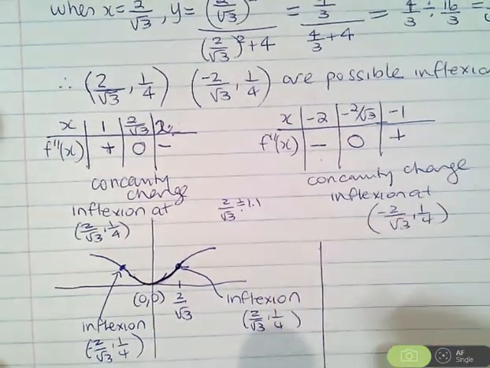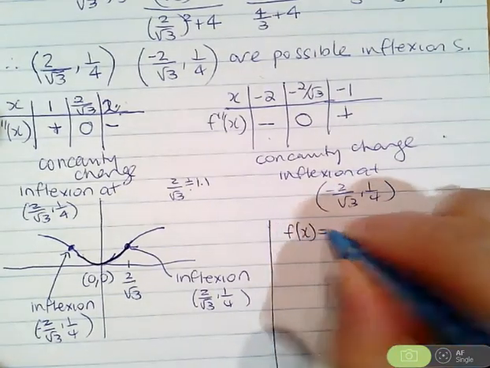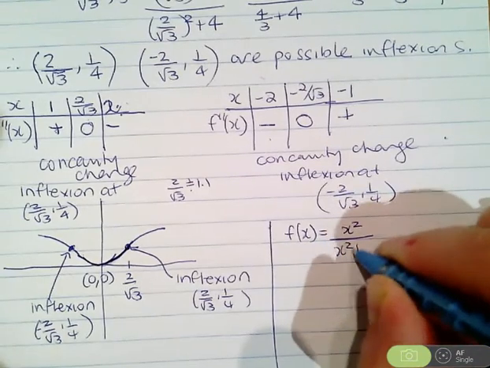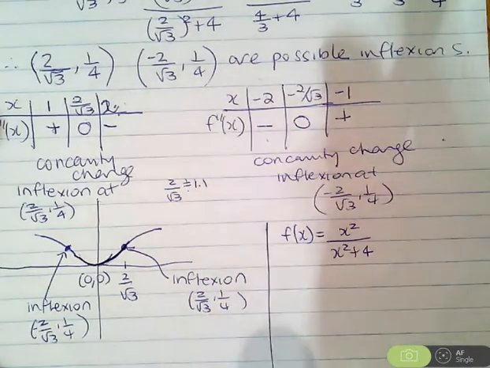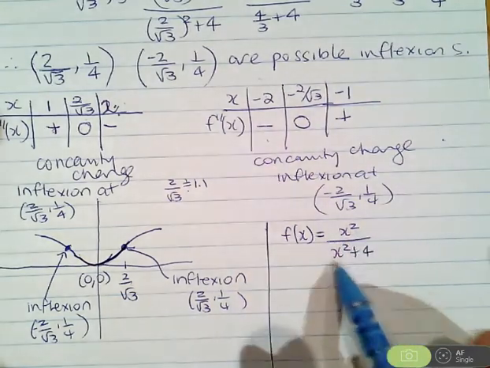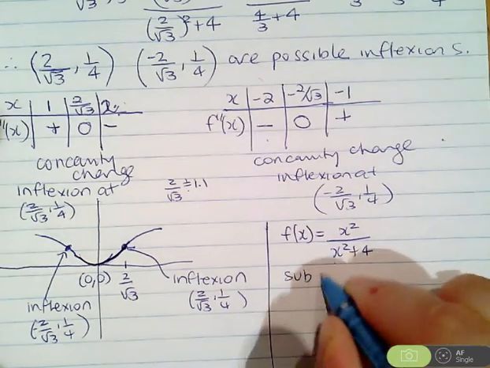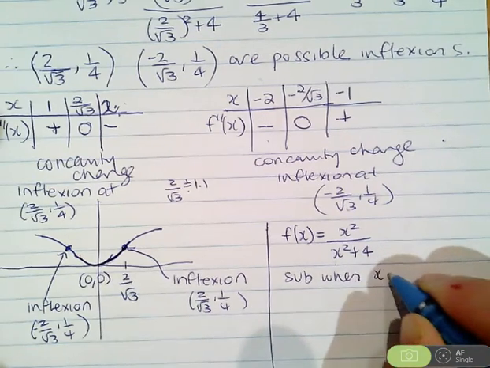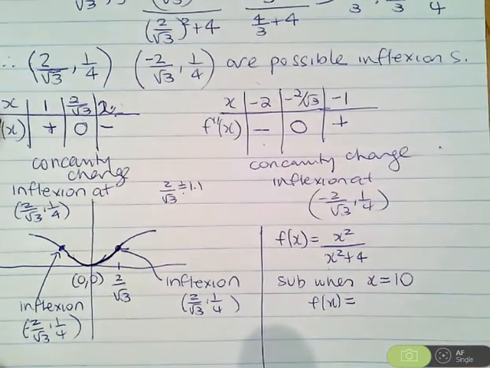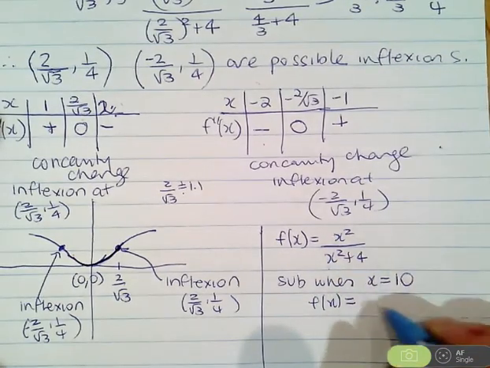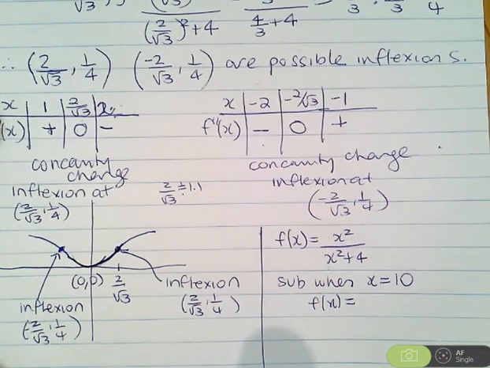Now, look, we can do this a couple of ways. We can do the limit as x approaches infinity of the function. Here is my function. My function of x is x squared over x squared plus 4. I can do the limit as x approaches infinity and divide numerator and denominator both by x squared and do that. Or I can just substitute large values of x. So when x is 10, function of x will be 100 over 104. You can just work out what that is and what it's approaching.